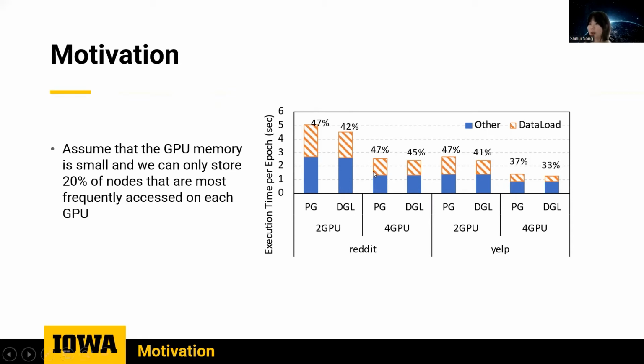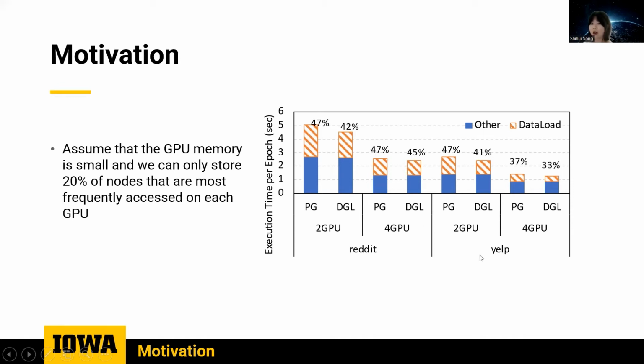When using 4 GPUs, DGL will save 80% of the nodes on GPUs. And because PaGraph saves the same set of nodes on each GPU, even using 4 GPUs, PaGraph can only save 20% of the nodes on GPUs. And we can see the execution time and the total time decrease using 4 GPUs. However, the data loading time still takes about half of the total execution time.